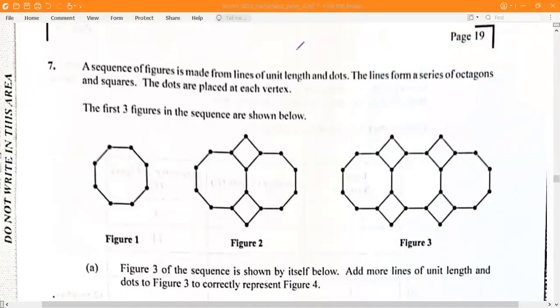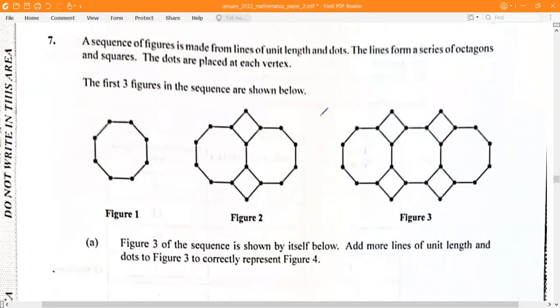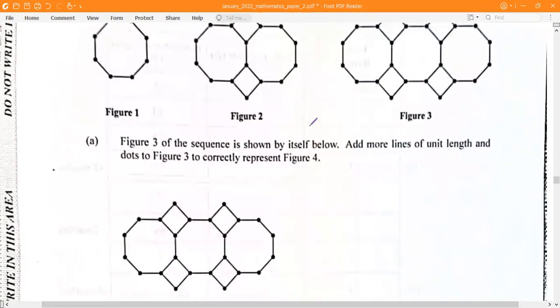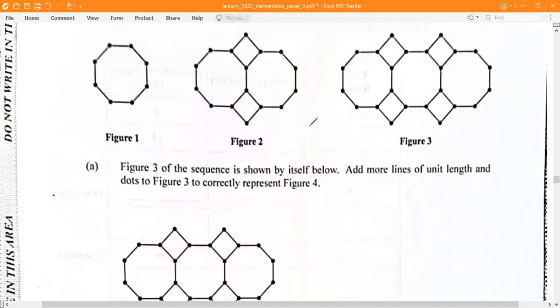Good day, everyone. We are doing January 2022 CSEC Mathematics number 7. This is our investigating patterns question. We have a sequence of figures here, 3 figures, and we are asked to draw the 4th figure. So let's look at the pattern.